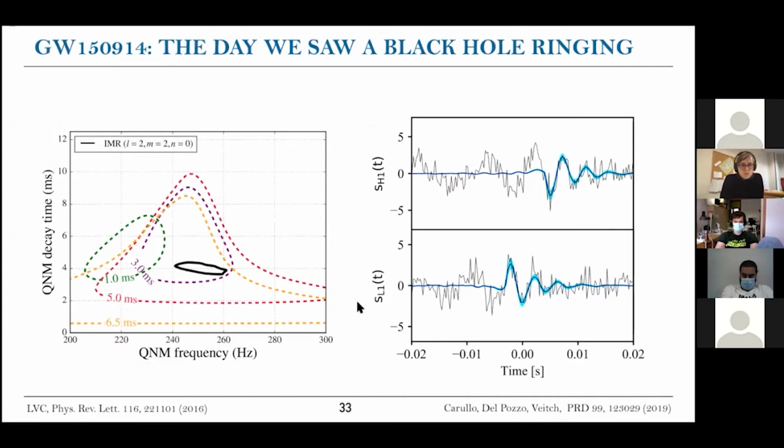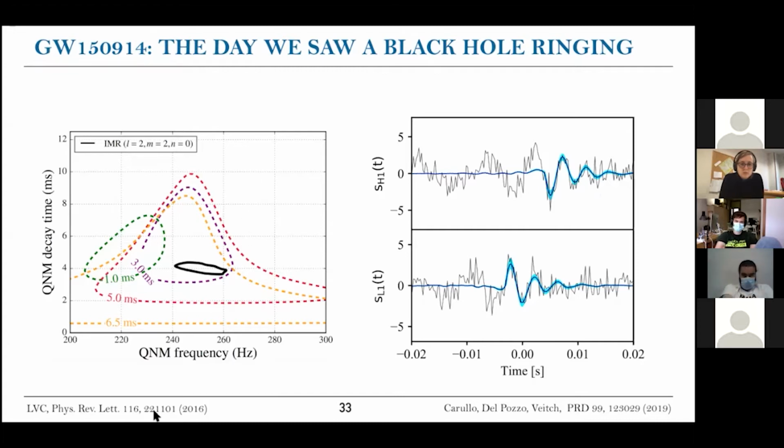And this is the first observation of Ringdown we ever had. So it's GW150914, the first black hole detected by the two LIGO detectors. On the right, you can see the reconstruction of the waveform, which I've taken from a subsequent analysis we did. And so you see the signal is just a damped sinusoid, essentially. So it's a quite simple form.